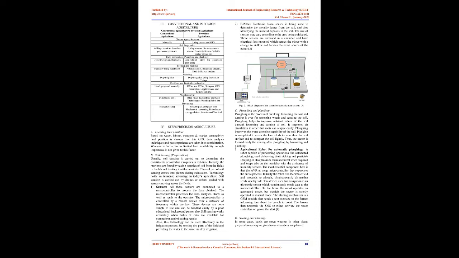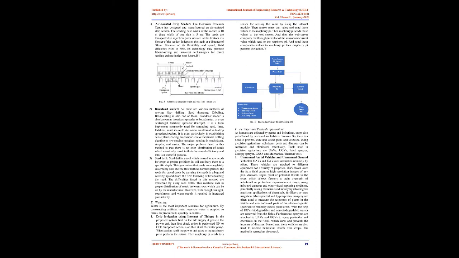2. Broadcast seeder. There are various methods of sowing like drilling, seed dropping, dibbling, and broadcasting is one of these. A broadcast seeder is also known as a broadcast spreader or broadcaster, or even a centrifugal fertilizer spreader in Europe. It is a farm implement commonly used for spreading seed, lime, fertilizer, sand, ice melt, etc. and is an alternative to drop spreaders/seeders.